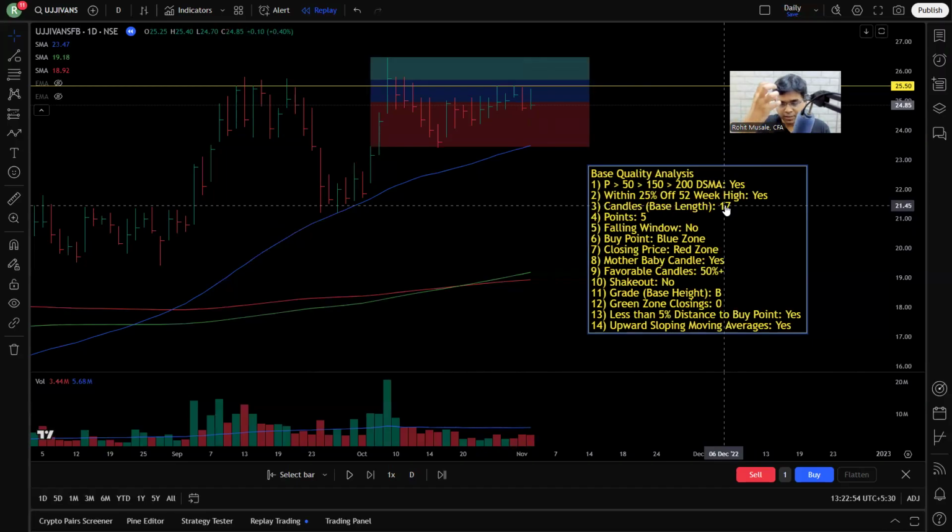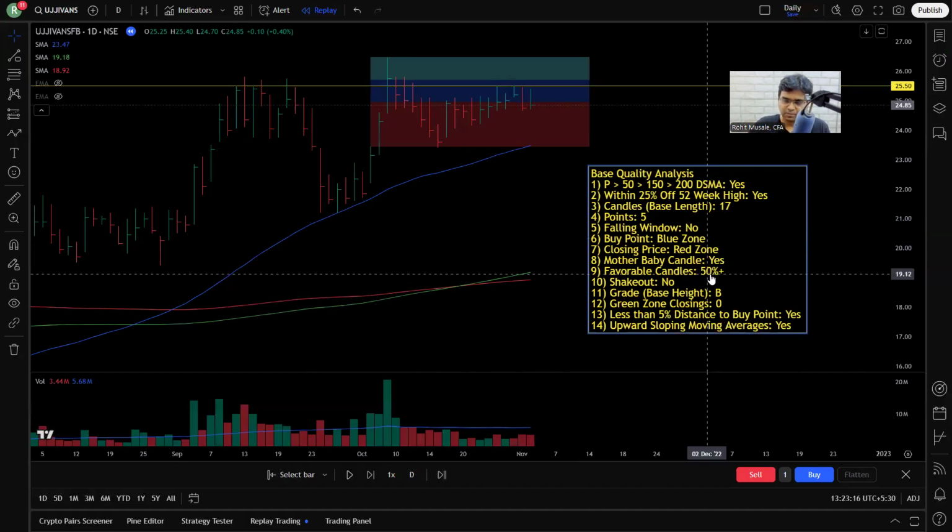I want to see when the candle closes down, is it closing down on low volume or on high volume? So out of 17, 9 have closed down on low volume, which means retailers are exiting the stock, institutions are still there, accumulating the stock. So this 50% means more than 50% of the candles are favorable to us. We want to see down closing on low volume. Okay, I hope you understood this.